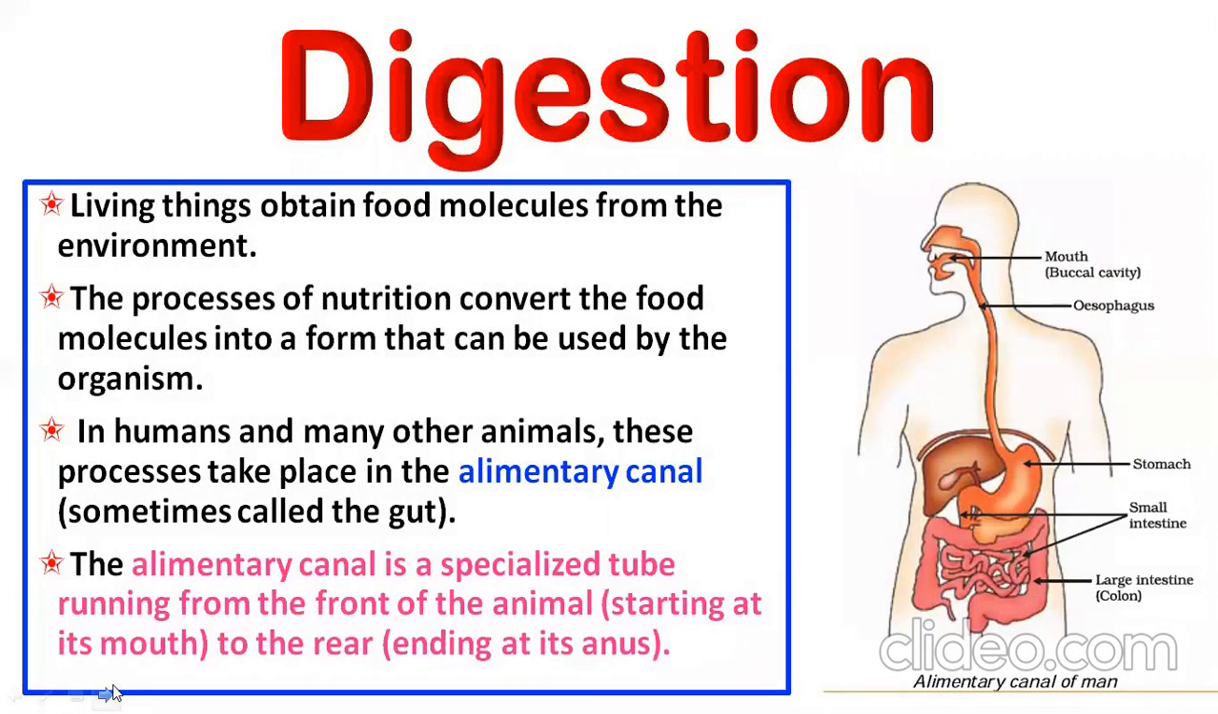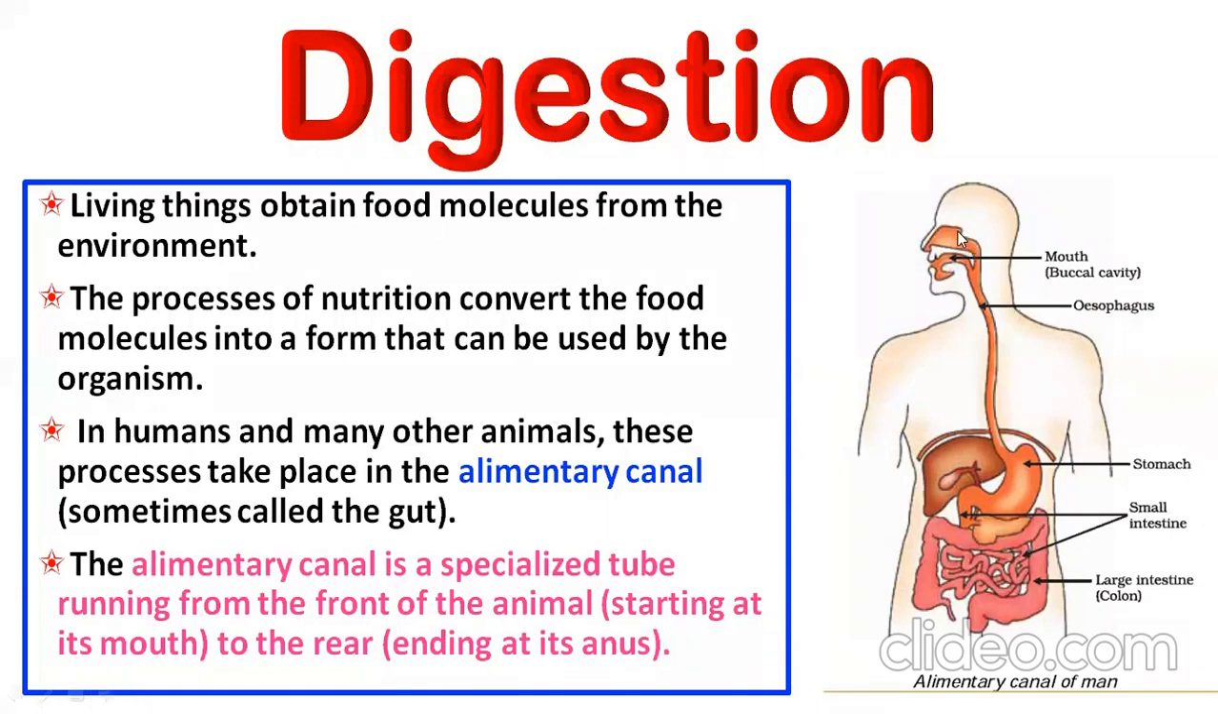It's the process in which large molecules convert into small soluble molecules, so that they can be absorbed easily into your blood. This process is called digestion. Once again, listen to me. Digestion is the conversion of large molecules into small soluble molecules, so that they are absorbed into our blood easily from the intestine.